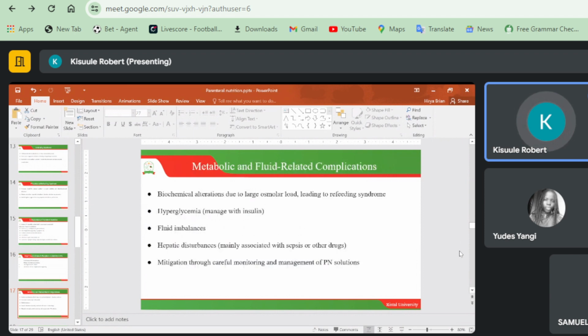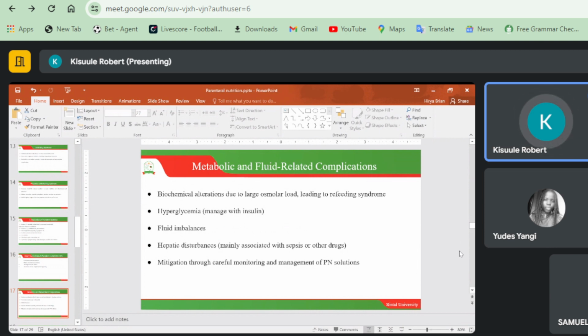We are also looking at the metabolic and fluid-related complications. We are looking at the biochemical alterations due to large osmolar load, also leading to the refeeding syndrome, like I told you. Hyperglycemia is the condition when there is a lot of glucose in the blood, so we manage it with insulin. For fluid imbalances, we try to balance the sodium and potassium.